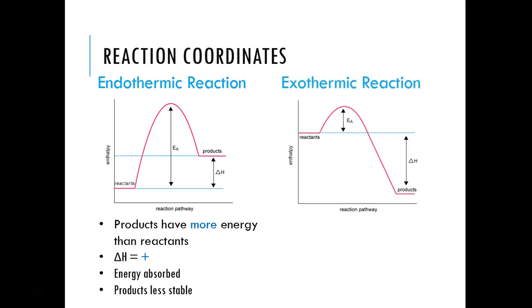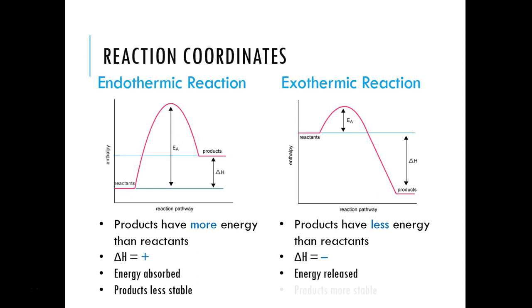In an exothermic reaction, it's the opposite. The products have less energy than the reactants, so there's a net loss of energy from the system. Energy is released, and the products are more stable because they're lower energy.